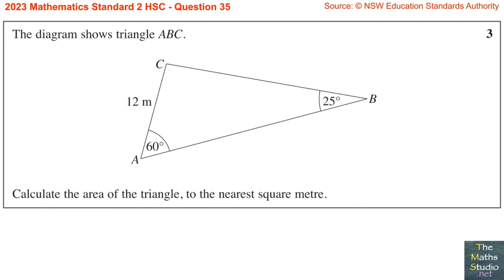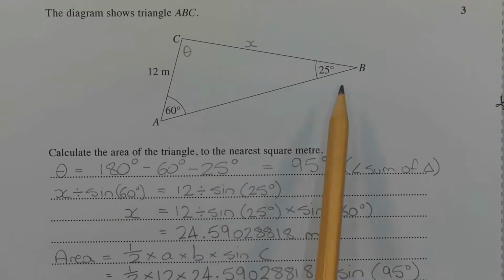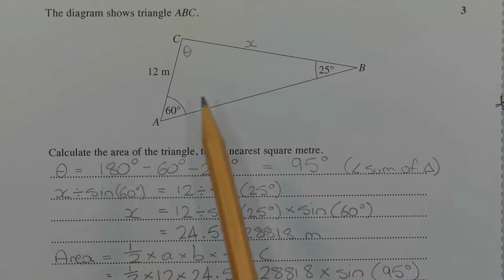Question 35. The diagram shows triangle ABC. Calculate the area of the triangle to the nearest square metre. Analysing the diagram provided, we have a non-right angle triangle for starters. We have one of the sides known. We have a couple of known angles, but the height is not directly known.